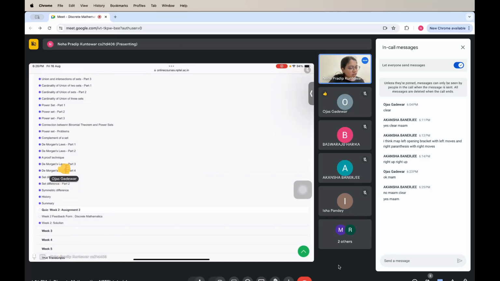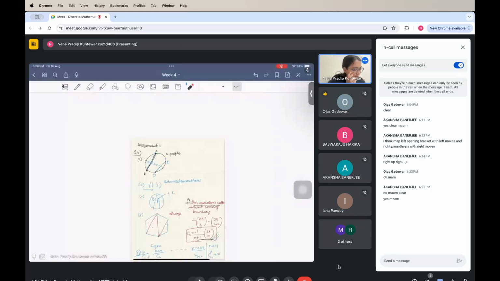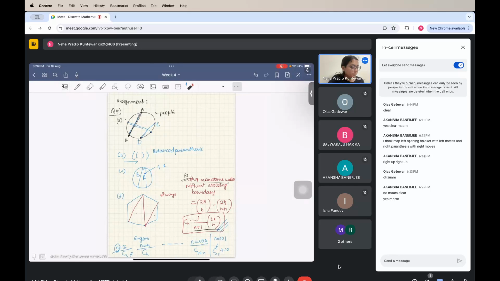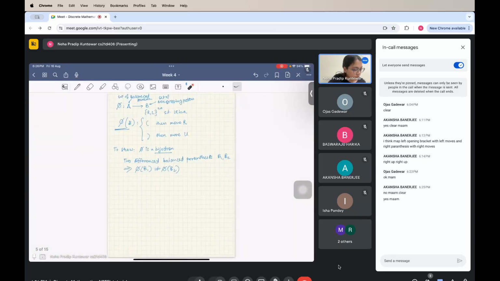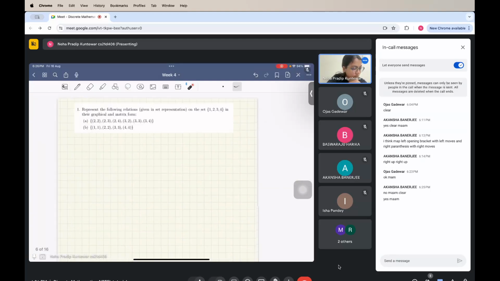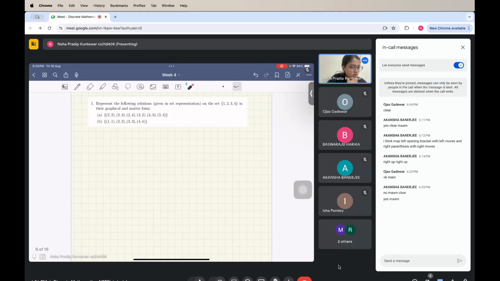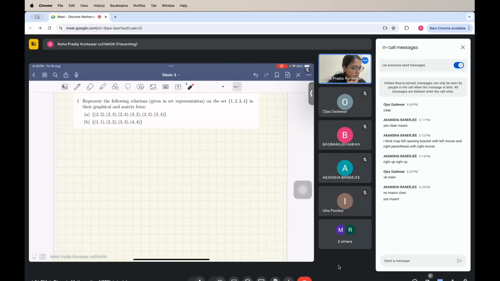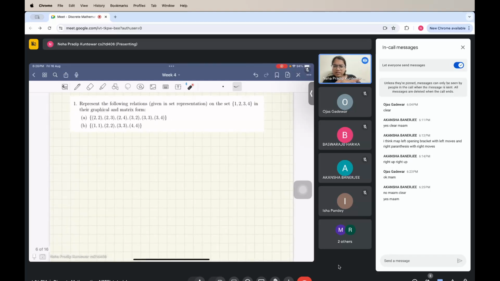Okay, good. So what I'll do is quickly recall what relations are and the representations of them, and I'll solve this A part for you, and then you can try out the B part.